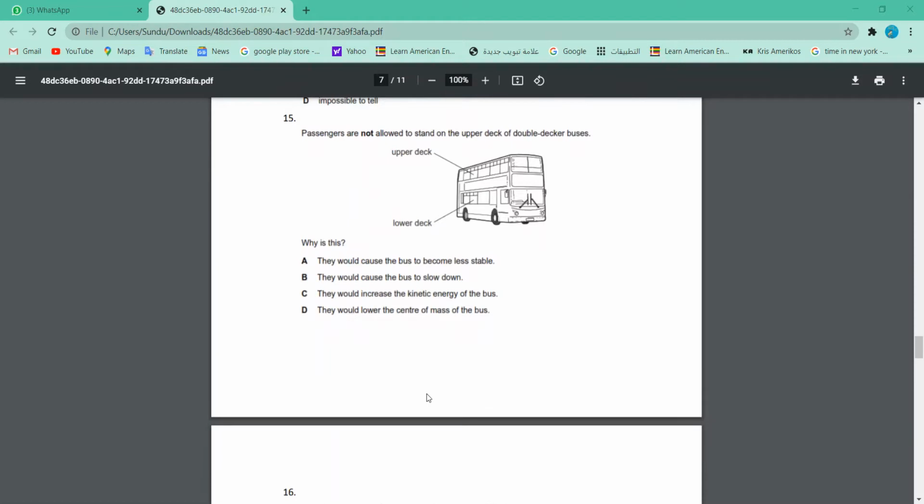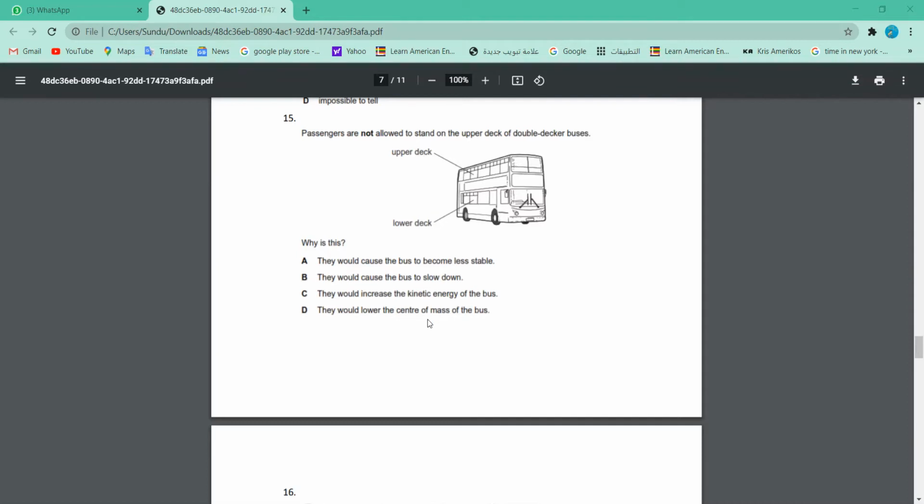Okay, Abdul Wadud. Ma'am, they would cause the bus to become less stable. Okay, how? Ma'am, because if they stand, they would change the center of mass. How will they change it? Will it go higher, lower, sideways? It could go higher. Very good. And so, if it goes higher, what happens? The bus becomes unstable.